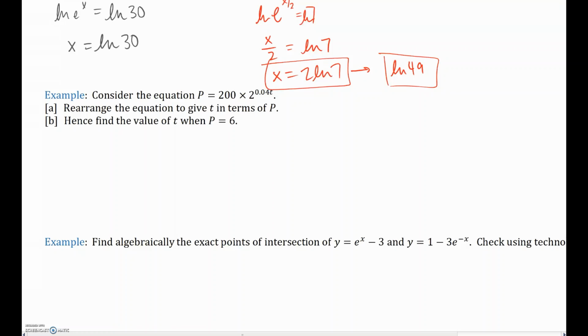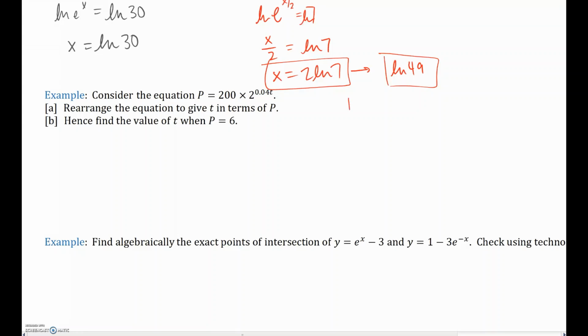All right, consider the equation P equals 200 times 2 to the 0.04t, and it probably represents something, a population I'm going to guess is P. Rearrange the equation to give you t in terms of P. Ooh, we got to bring an exponent down. That's going to involve logs. I'm so excited, I can hardly control myself.